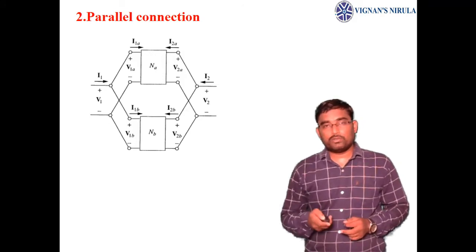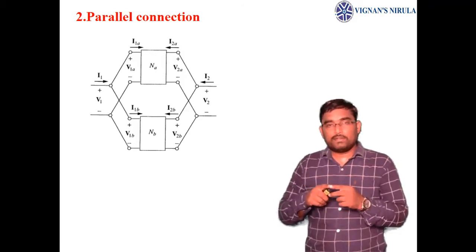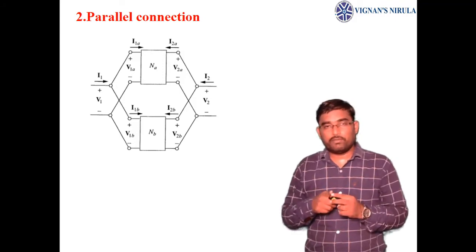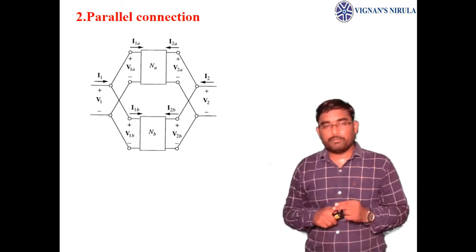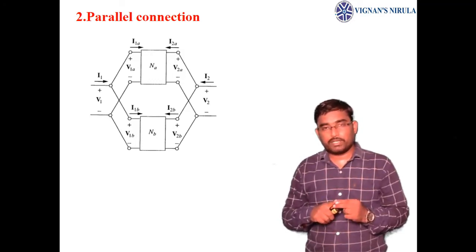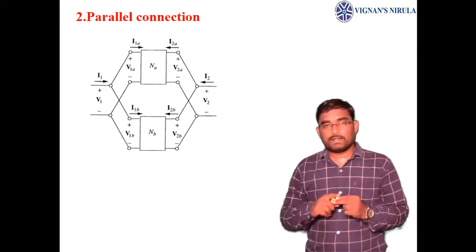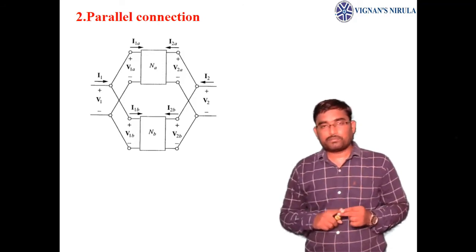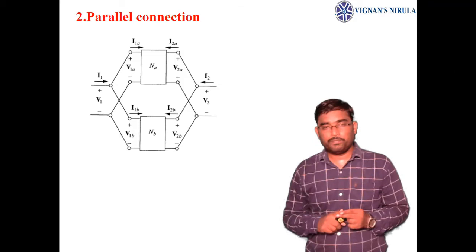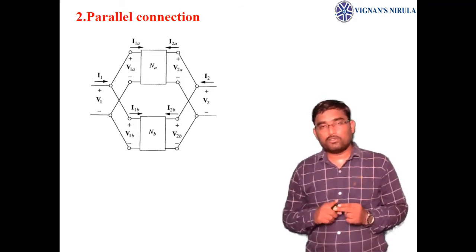Now how to connect these two two-port networks in parallel means, the first terminal of port 1 of network A should be connected to the first terminal of port 1 of network B. In a similar manner, the second terminal of port 1 of network A should be connected to the second terminal of port 1 of network B. In this way, the input port should be connected in parallel. In the same way, the output port should also be connected in parallel.